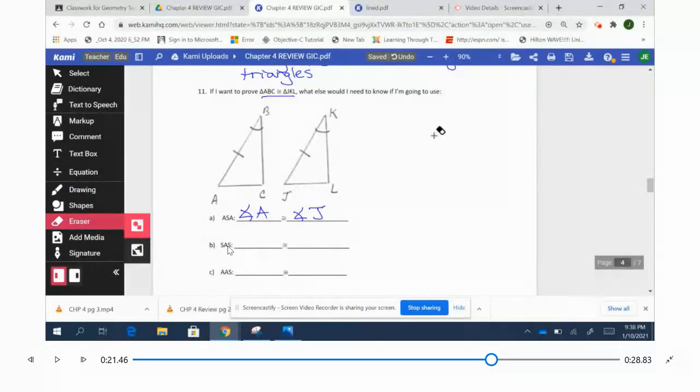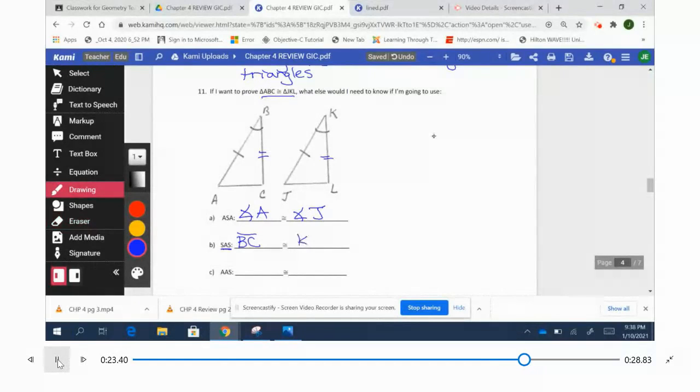Try problem B. Instead, now they want side, angle, side. It's got to be side BC congruent to KL. If we pick the other side, it's side, side, angle. We want side, angle, side. So we've got to choose the sides that would make angle B and angle K the included angle. So that's BC and KL. All right, let's get rid of that.